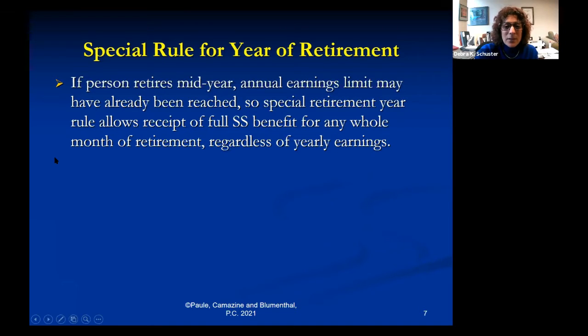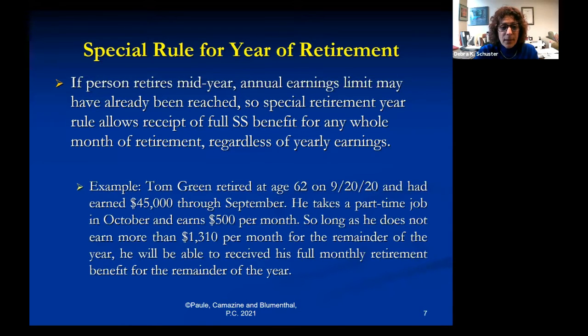So if a person retires mid-year, the annual earnings limit may have already been reached. So there's a special retirement year rule that allows someone to receive their first full Social Security benefit per month for any whole month of retirement, regardless of their yearly earnings, if they retire in their normal retirement, at their normal retirement age.